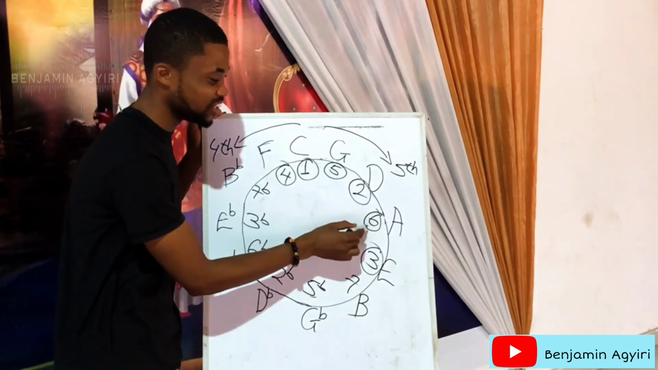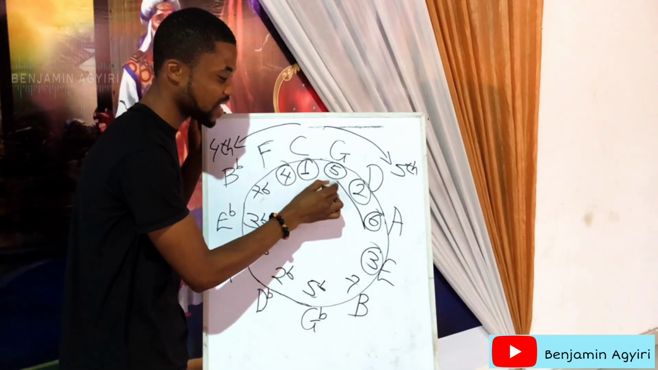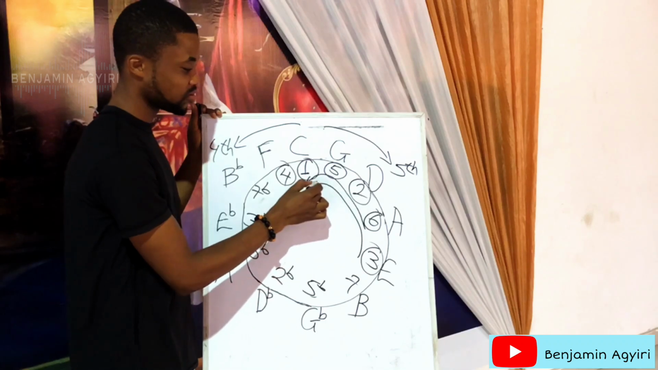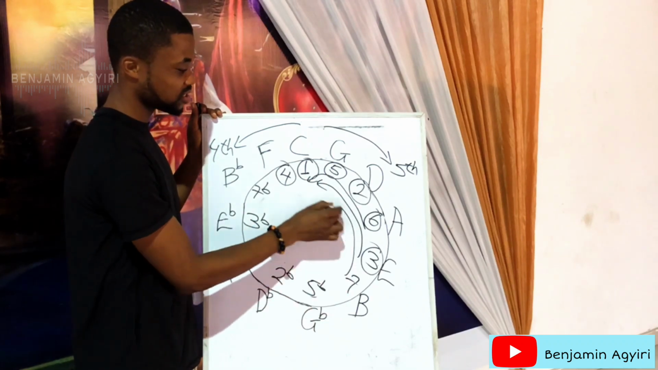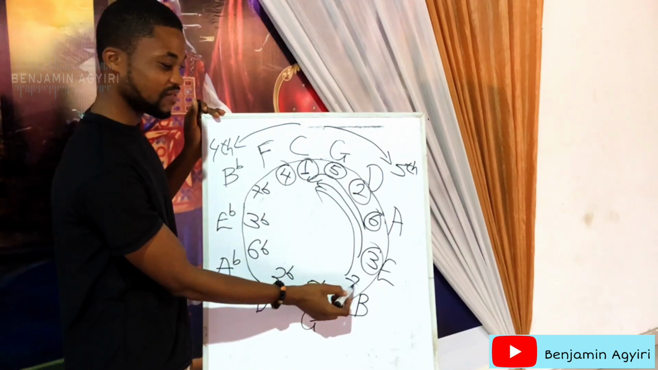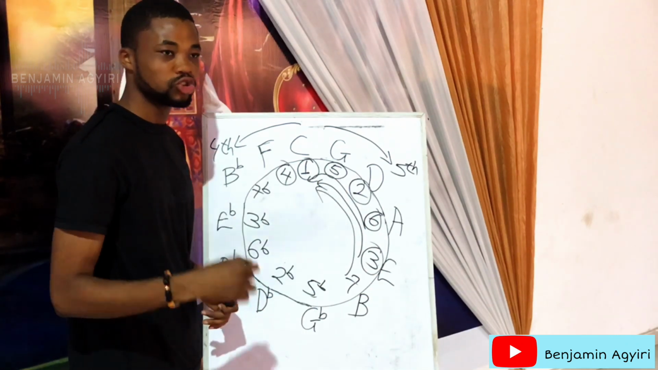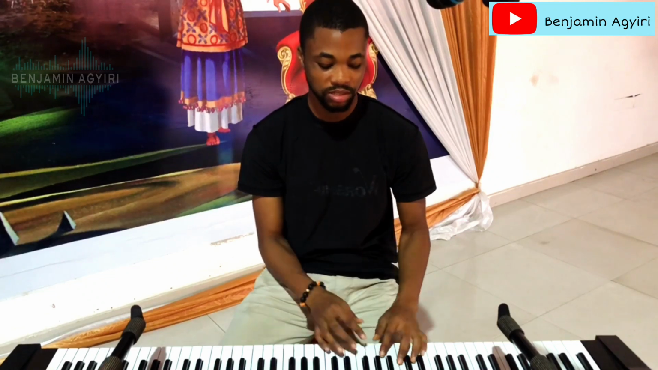To even play 1, you can even start from here. You can play 6, 2, 5, then to 1. You can even do this also. You can do this. So you can play 7, 3, 6, 2, 5, 1. Okay, so we'll demonstrate. We are going to use Here I Am to Worship to illustrate, still in the key of C.